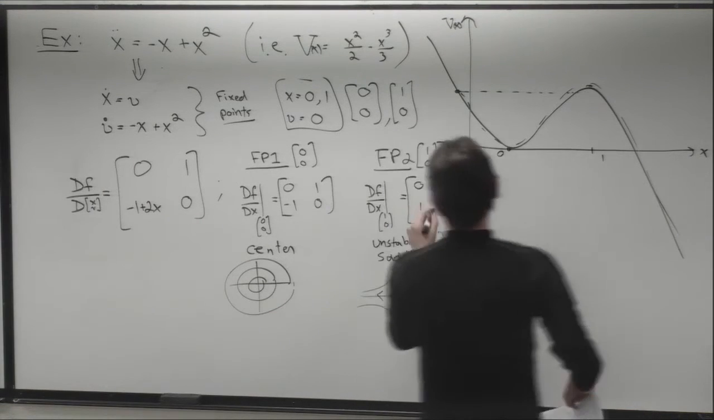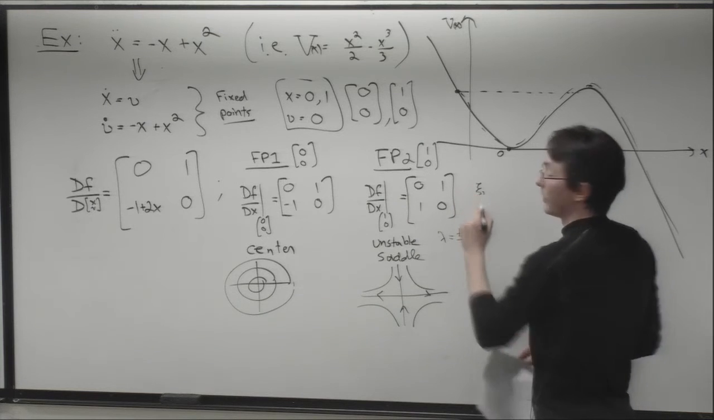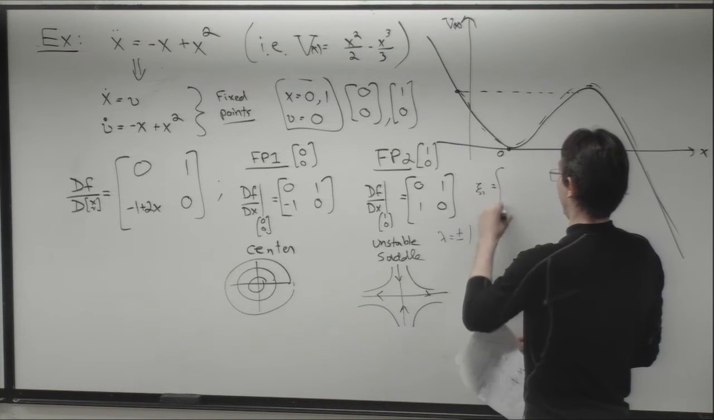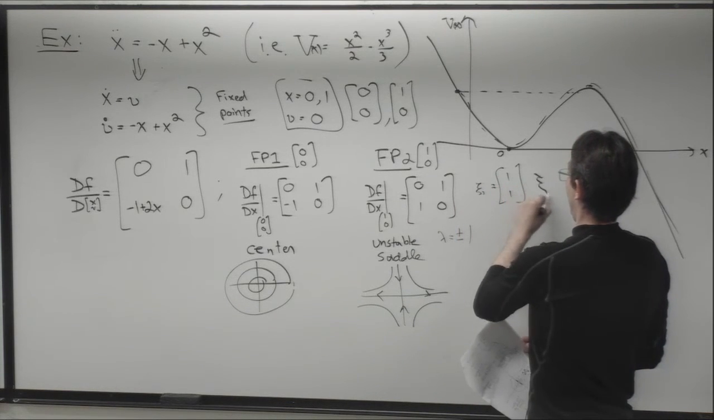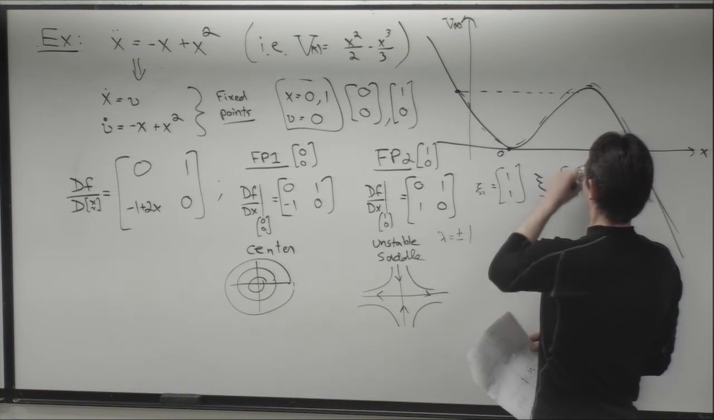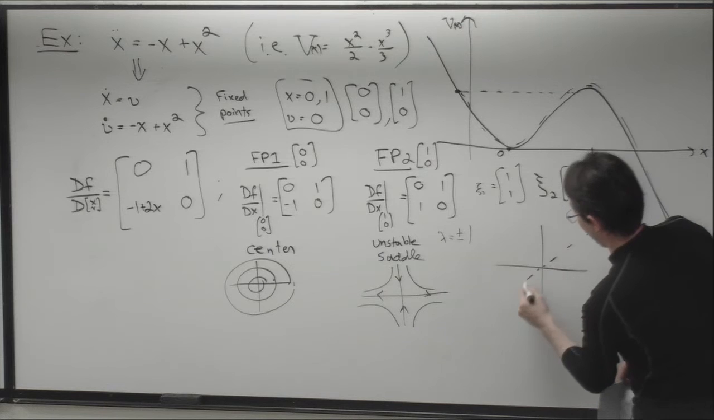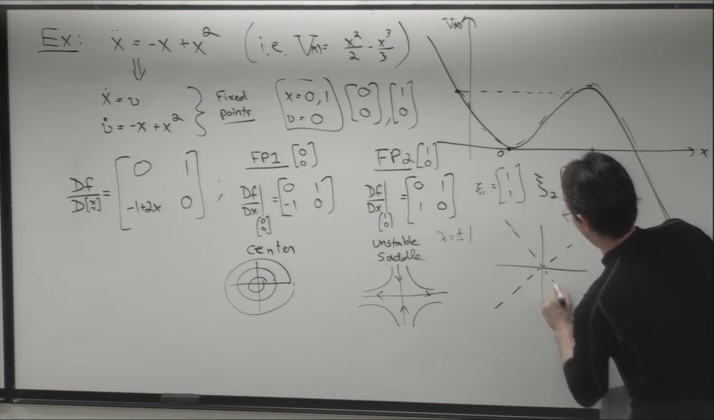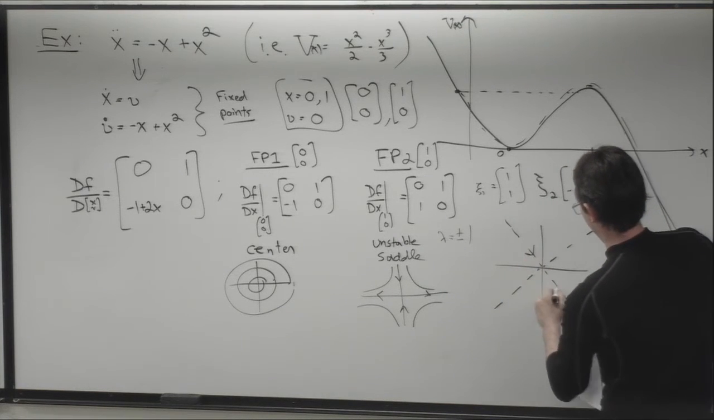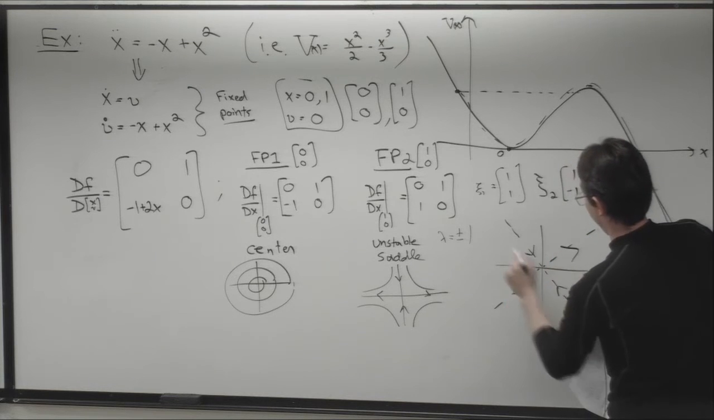And this thing actually has eigenvectors. So you can verify this in MATLAB that this has eigenvectors 1, 1 and 1, minus 1. So my saddle is actually rotated by 45 degrees. So it's actually stable here, unstable here.